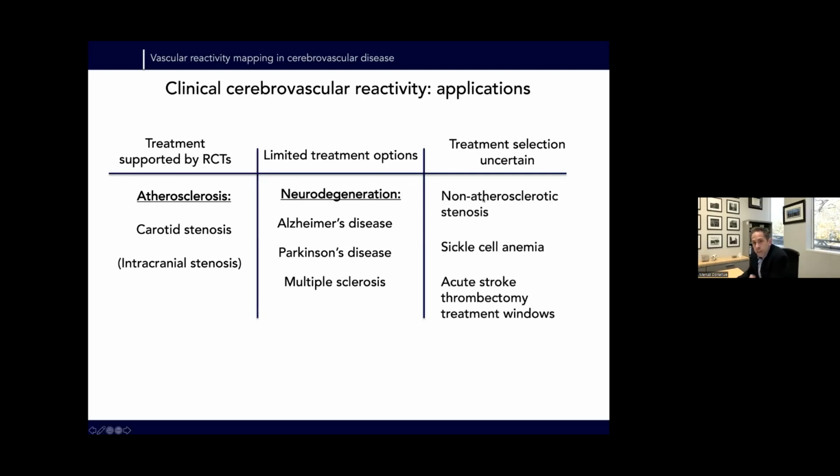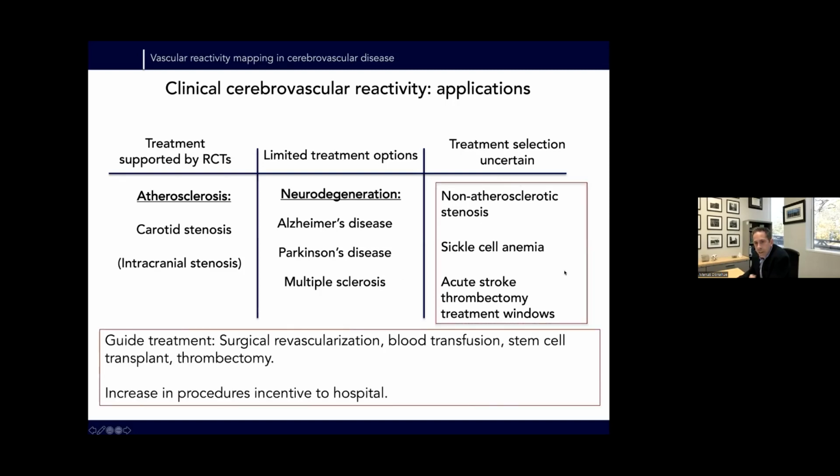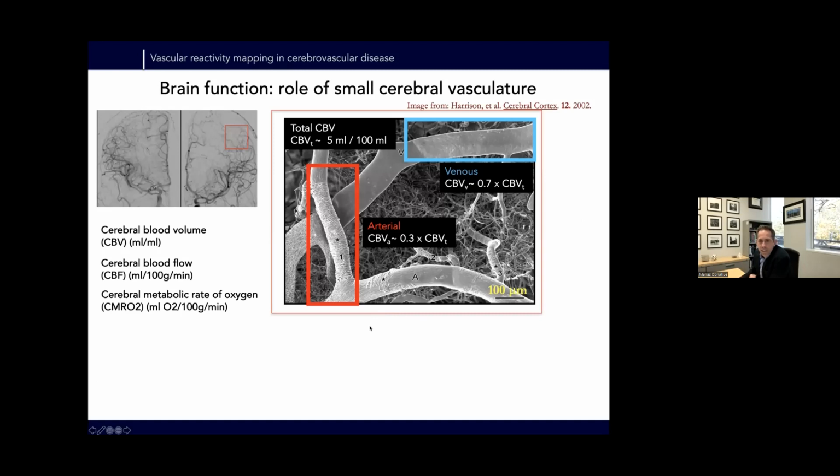And what I want to be talking about is cases where the treatment is really uncertain, but we do have emerging curative or disease-modifying treatments for patients like non-atherosclerotic stenosis, sickle cell anemia, maybe acute stroke patients outside of thrombectomy window. So I'm going to be talking a little bit about where this reactivity mapping might fit in with some of these patients.